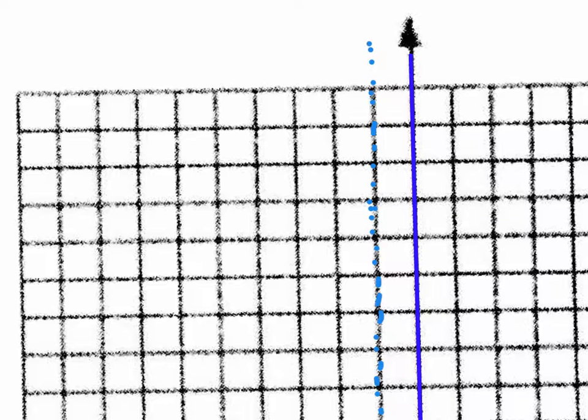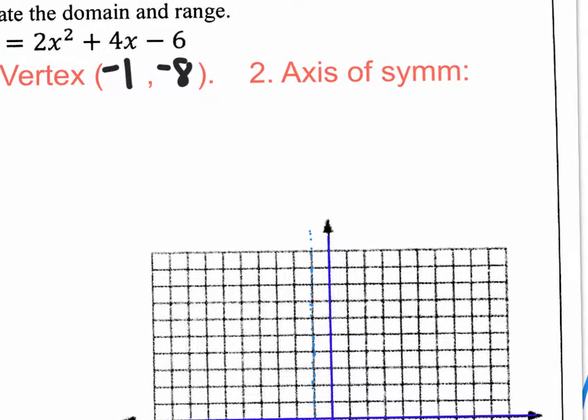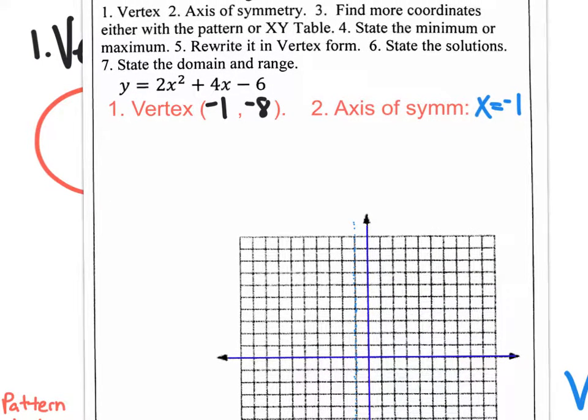And what is this axis of symmetry equation? X equals what? Negative 1. So you can say axis of symmetry, x equals negative 1. So we so far have found the vertex and the axis of symmetry. And the next thing on our list is to find more coordinates, either with a pattern or an XY table.